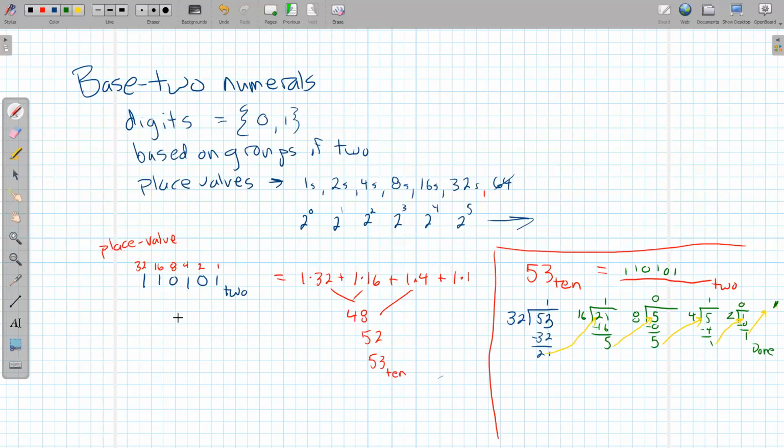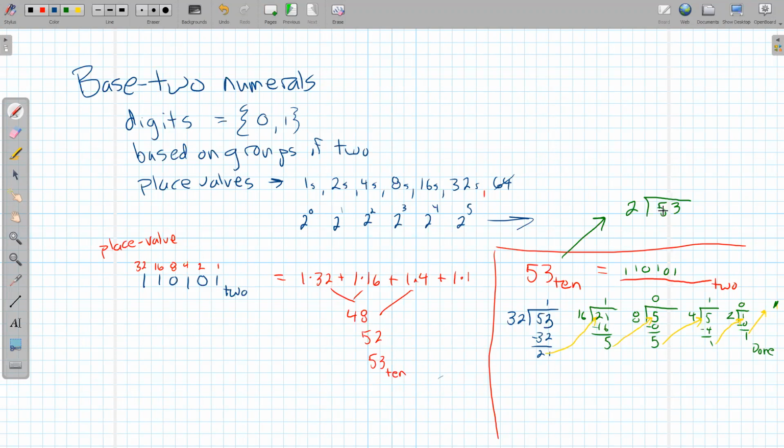Let's try another. We'll go the other direction. We'll take a number in base 10, change it to base 2, and then we'll expand it to see if it worked. Oh, we could do the repeated division. I guess we should check that while we're here before I move on to a new number. If I wanted to use the repeated division method here, then I just take 2 into 53 and see what happens. So I'm going to use the short method.